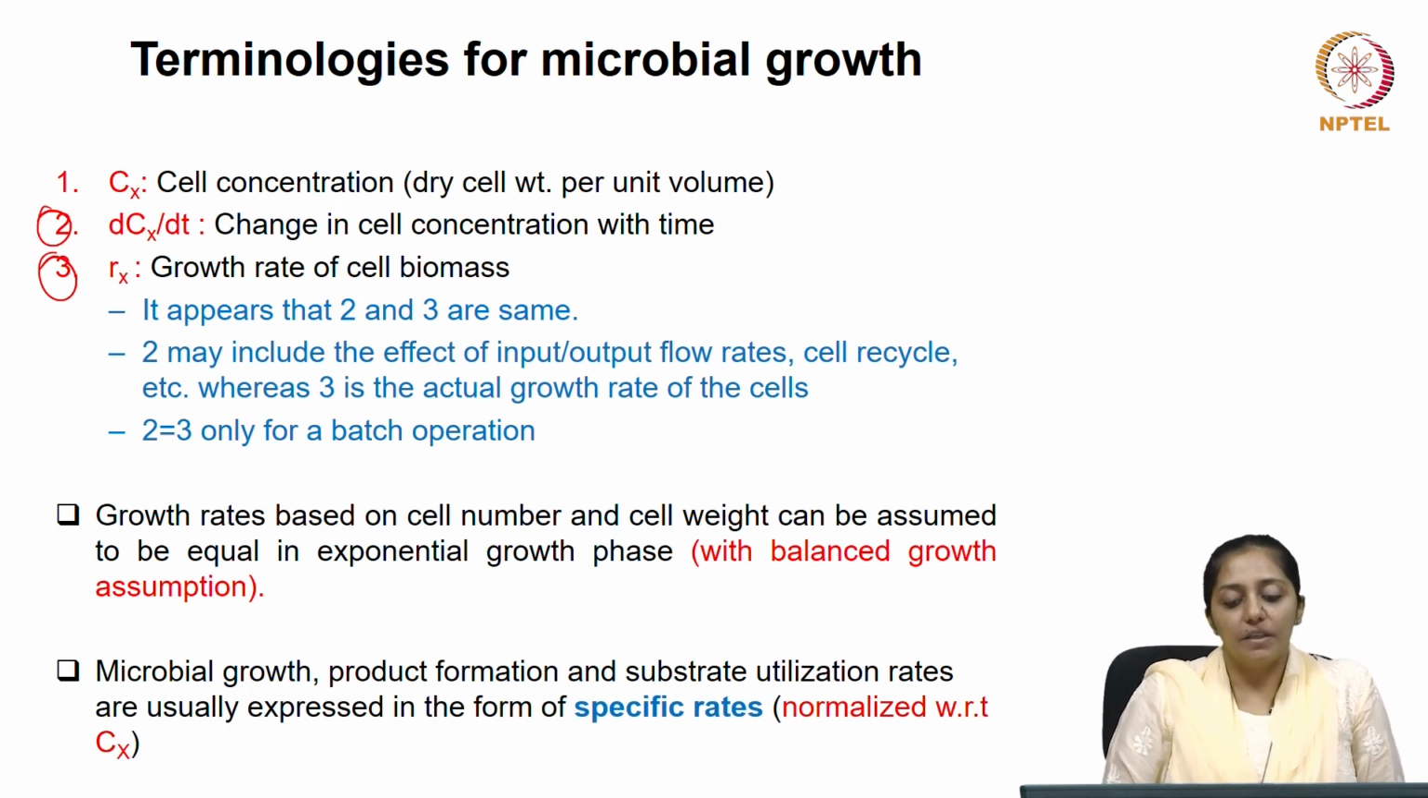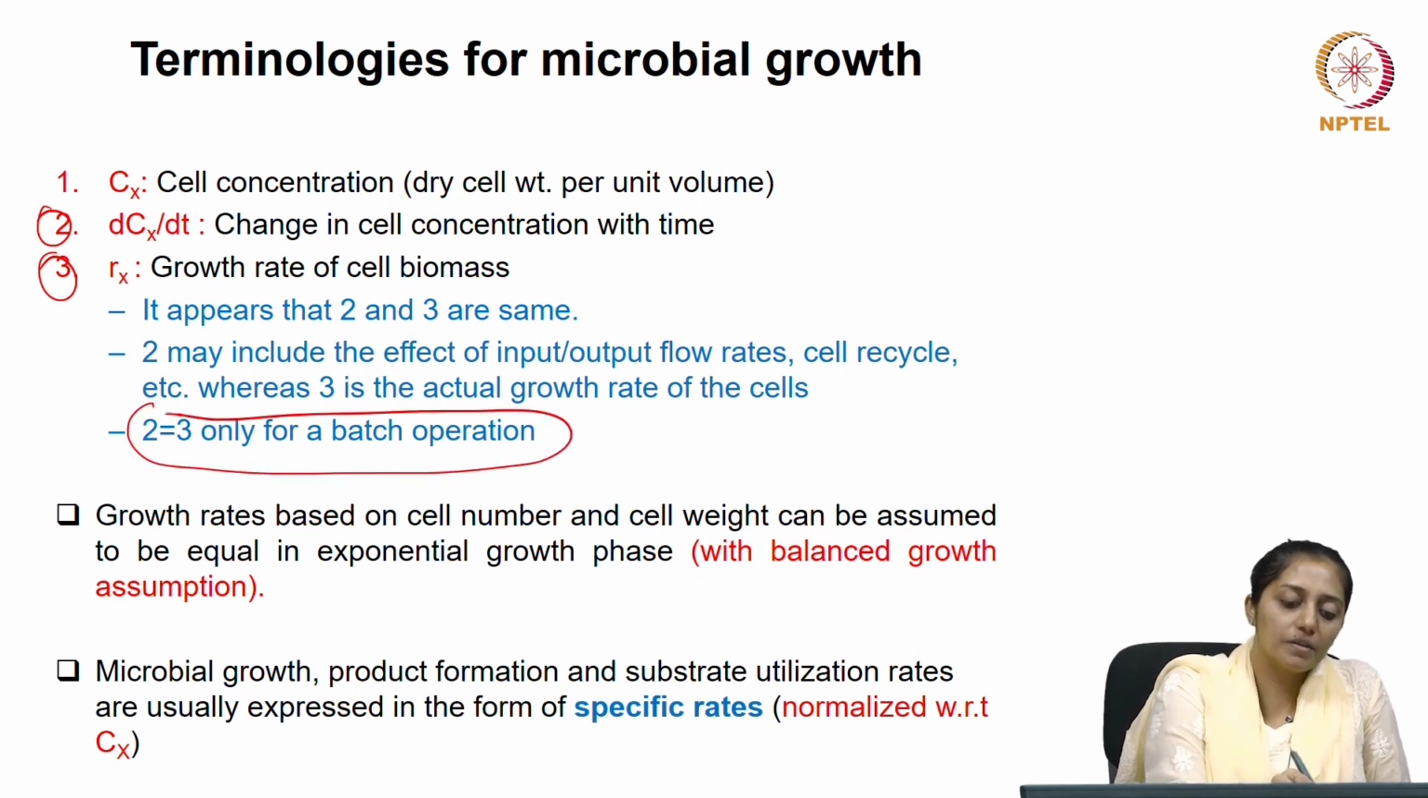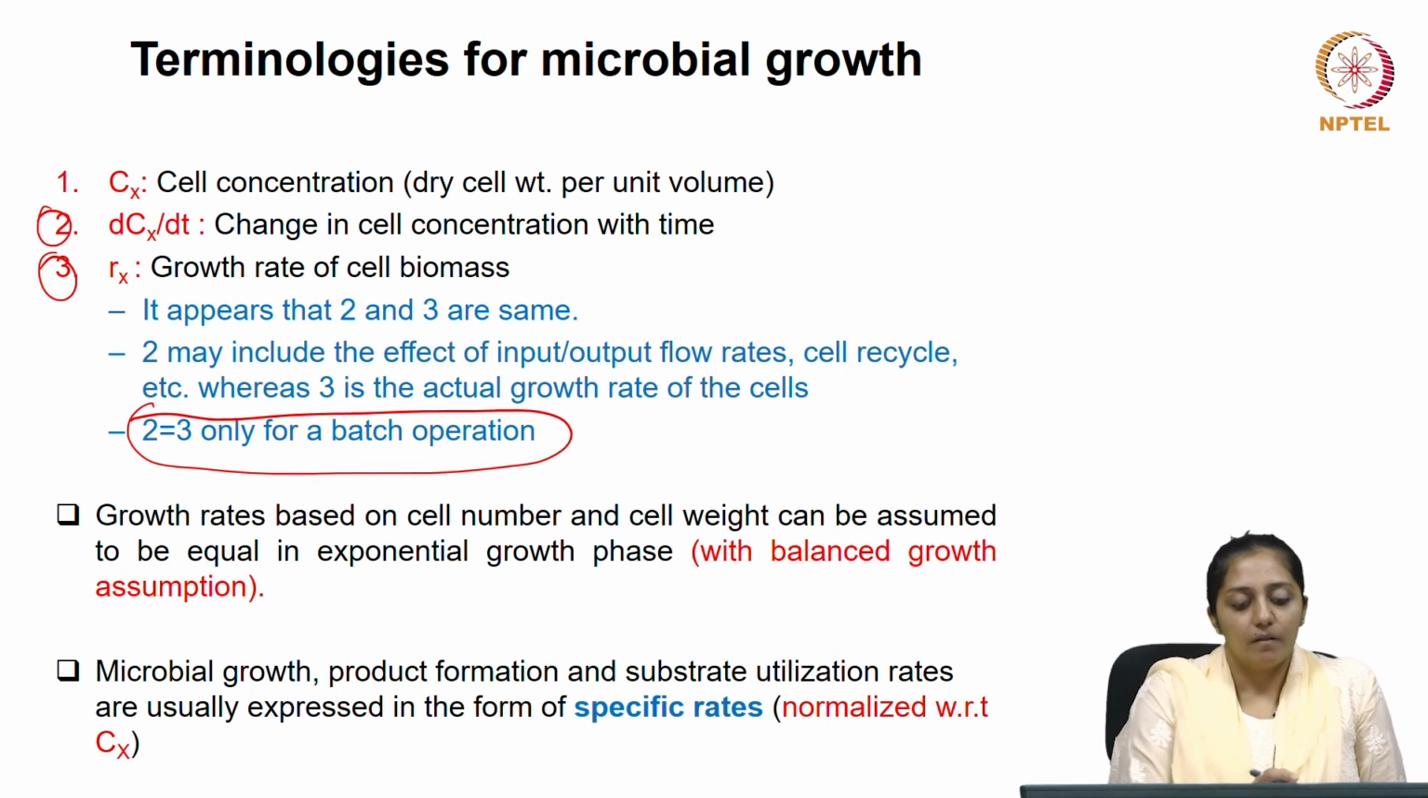Now, 2 may include the effect of input and output flow rates or the cell recycle, whereas 3 is the actual growth rate of the cell, and this is how 2 may or may not be equal to 3, and 2 is equal to 3 only for a batch operation. Let us prove it. Now, growth rates which are based on cell number or cell weight can be assumed to be equal in exponential growth phase, because we can assume balanced growth during this phase.